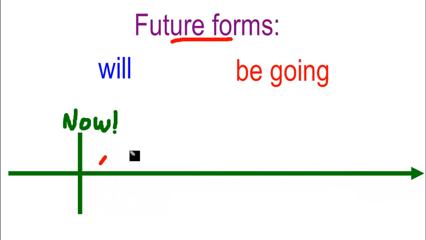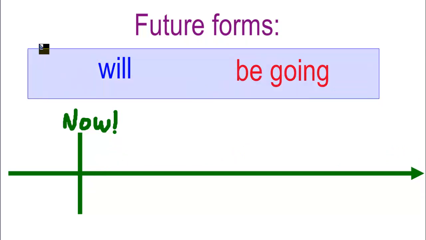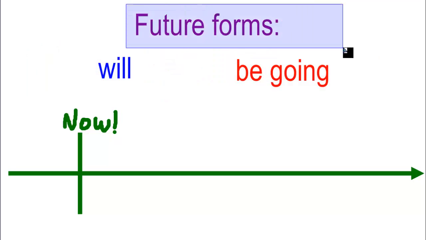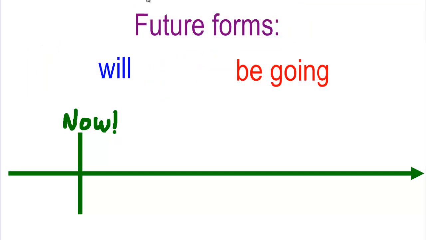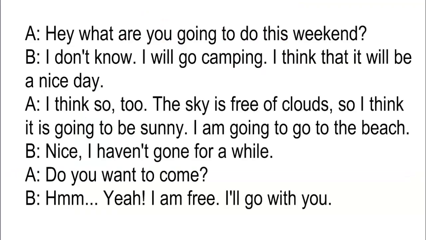We have will and we have be going to. Both of them are different, but both of them refer to the future in different ways. Let's start checking an example.